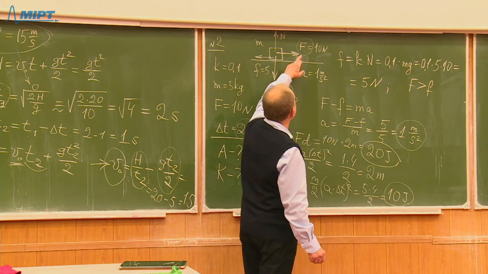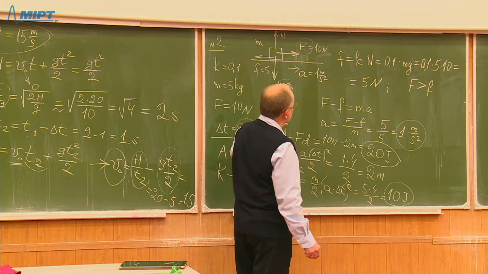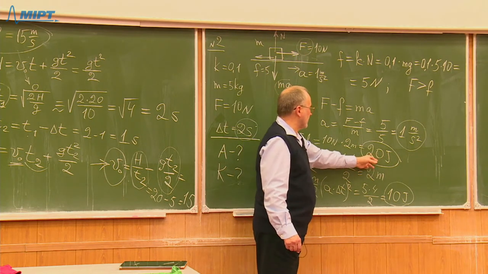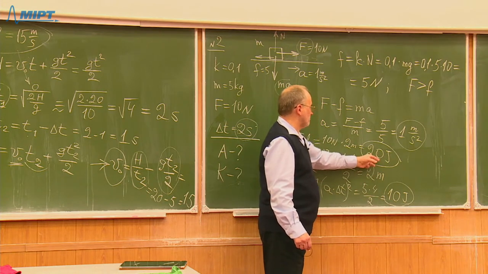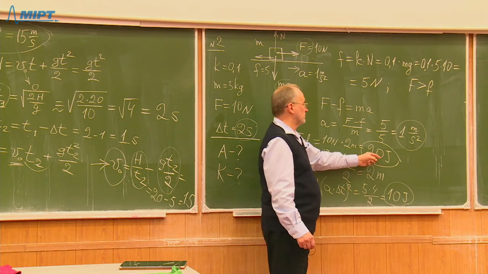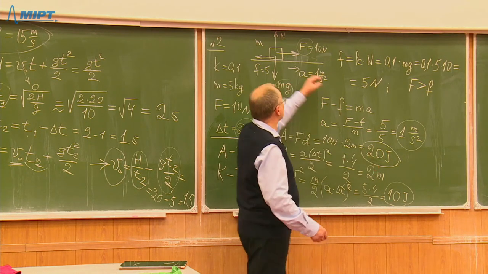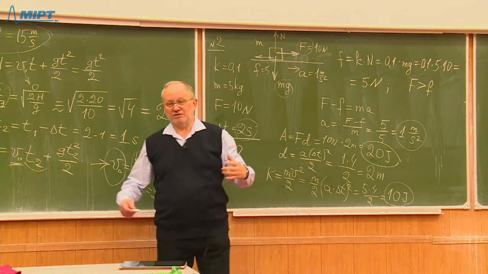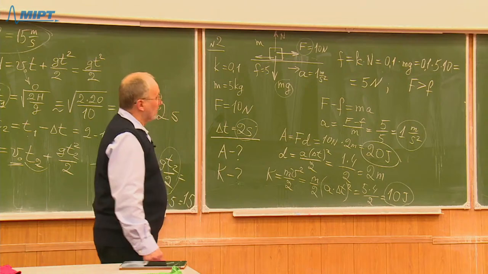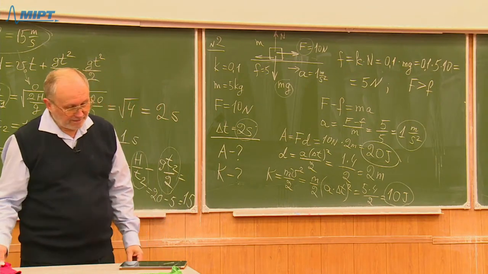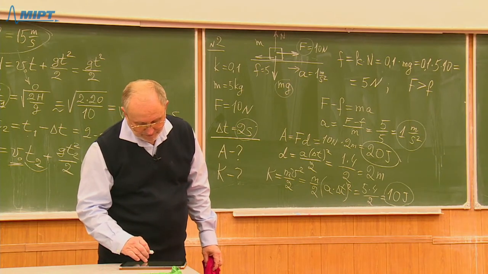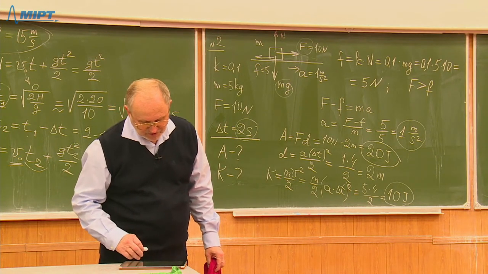But if we take only one force out of all forces, this single force will perform work twice the kinetic energy, because some part of this work, 50% of this work performed, will be spent on friction, on heating the bodies, not on kinetic energy, but on heating the bodies. That was problem number two.